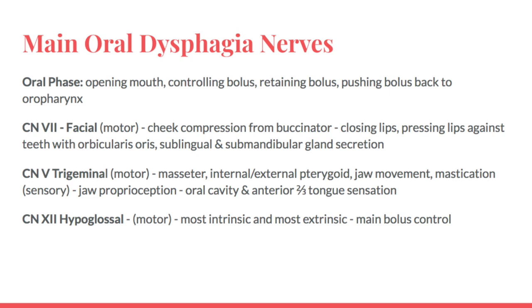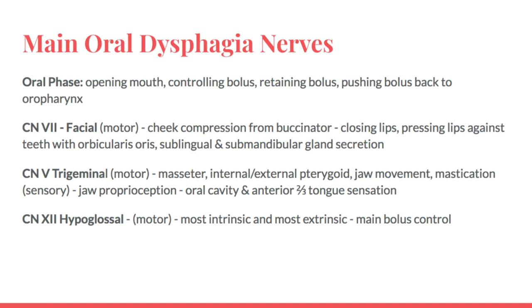The hypoglossal nerve is going to be all motor, and it's going to innervate all intrinsic and most extrinsic tongue muscles. It's going to assist in controlling the bolus in the mouth, which is essential for swallowing. This nerve is also going to assist lifting the tongue up and back to close off the oral cavity during swallowing. And in the next slide, I will talk more about the pharyngeal phase.